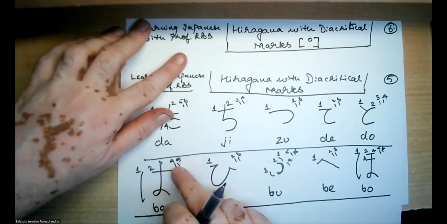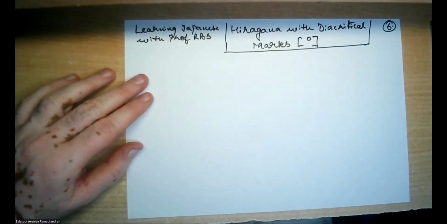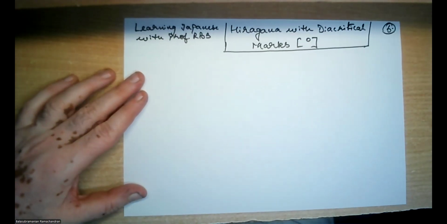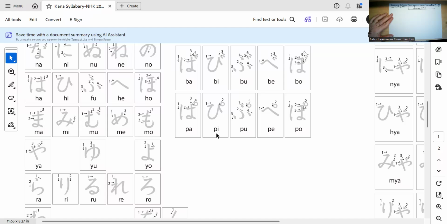Instead of this, we just put a different diacritical mark like this, and you have a new set of letters. Let us first look at the set of letters. We have pa, pi, pu, pe, po. Let's not forget, we are deriving this from the ha series. Pa, pi, pu, pe, po.